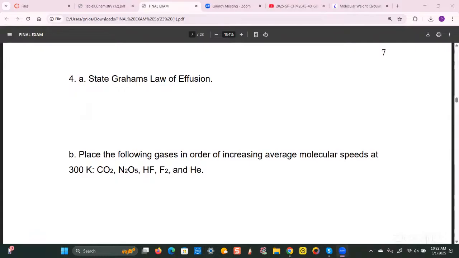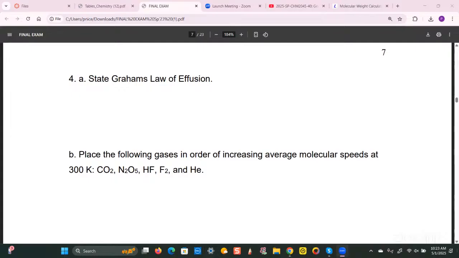Write this down. Graham's law of diffusion says the rate of diffusion of a gas is inversely proportional to the square root of its molar mass at a constant temperature and pressure.